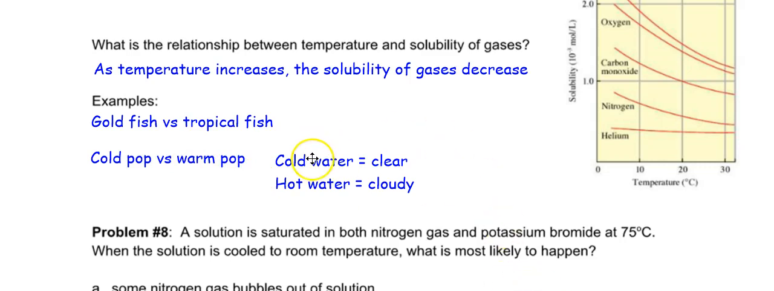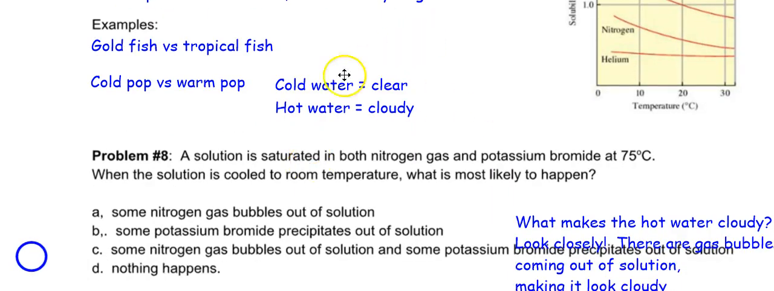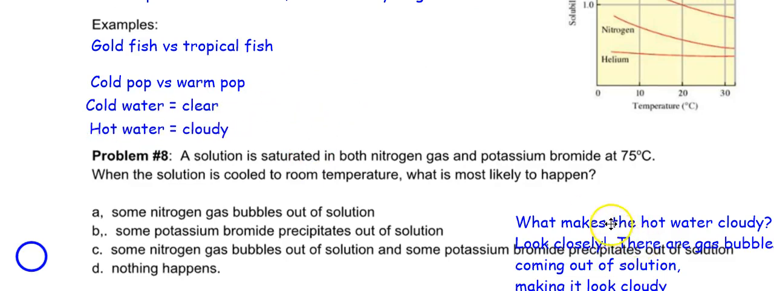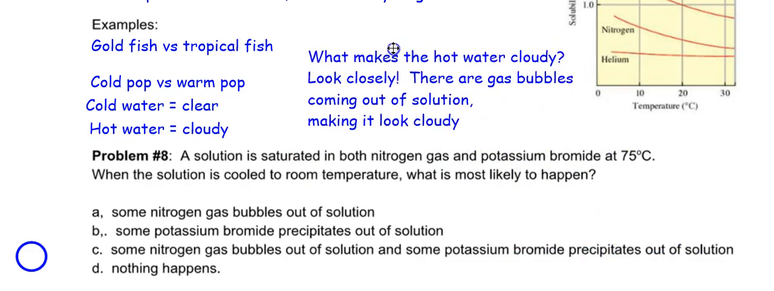And then once again, let me move these over. What makes your hot water cloudy? And I wrote, look closely. There are gas bubbles coming out of solution making it look cloudy. So go ahead and read problem number 8 and decide what's going on. Pause this and see what you get.